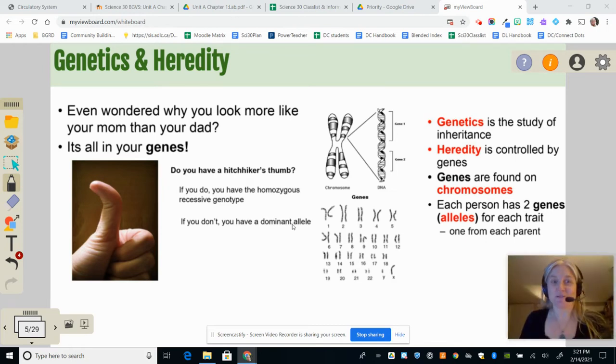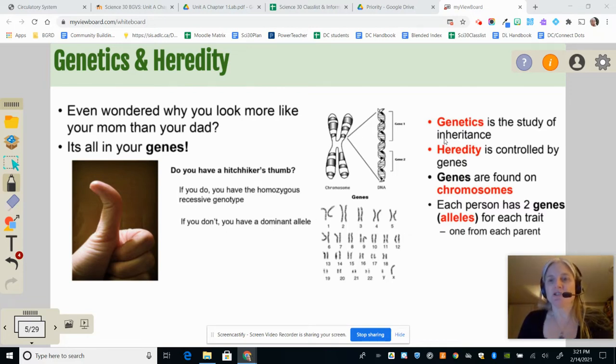Okay, so have you ever wondered why you look more like your mom than your dad or vice versa? Well, it's all about your genes. And one quick little example is if you have a hitchhiker thumb here. This hitchhiker thumb, the ability to do that, I don't have that ability, right? My thumb doesn't bend backwards, so I do not have one. Do you? Check it out. If you do, that means you have what we call the homozygous recessive genotype. By the end of this lesson, you should know what that means. If you don't right now, that's okay. If you don't have a hitchhiker's thumb, that means you have the dominant allele. So I must have the dominant allele.